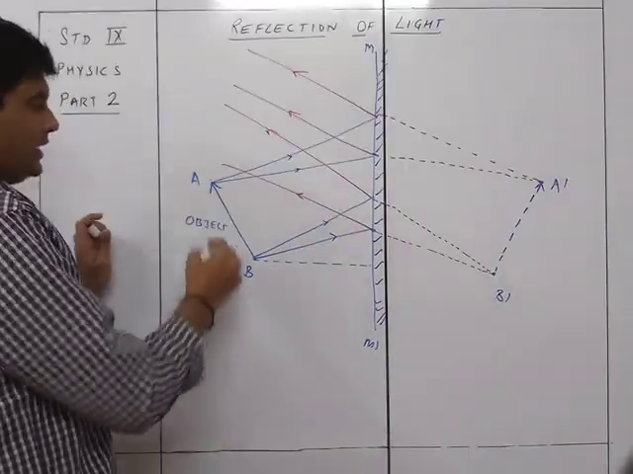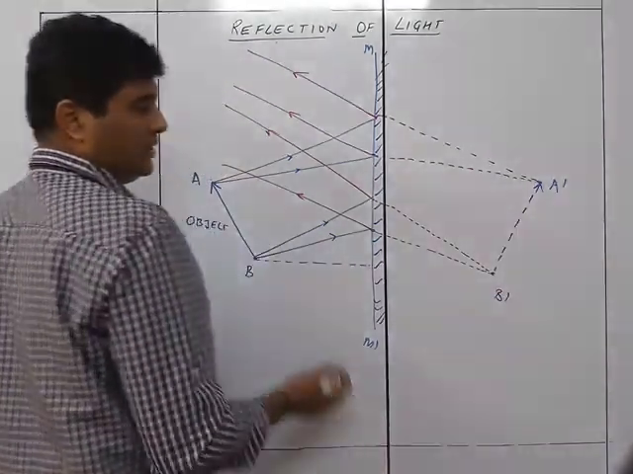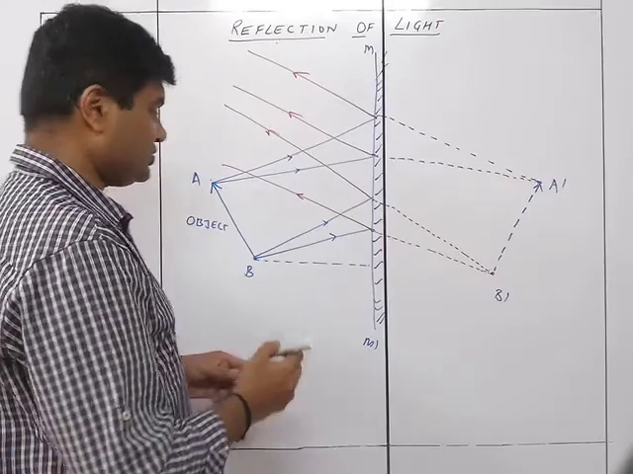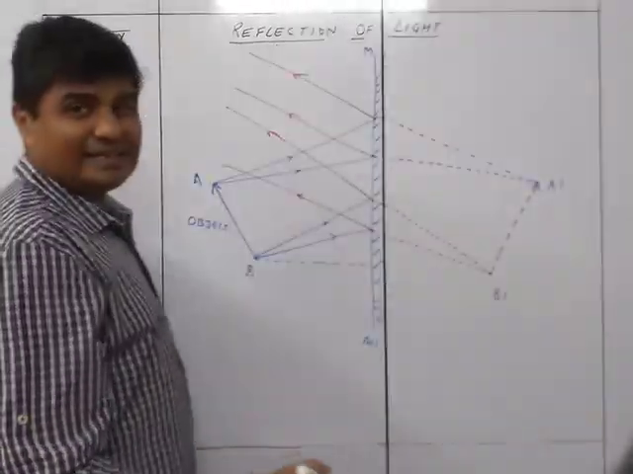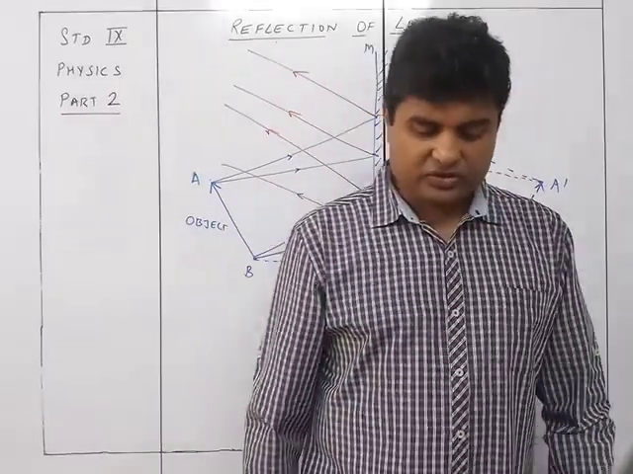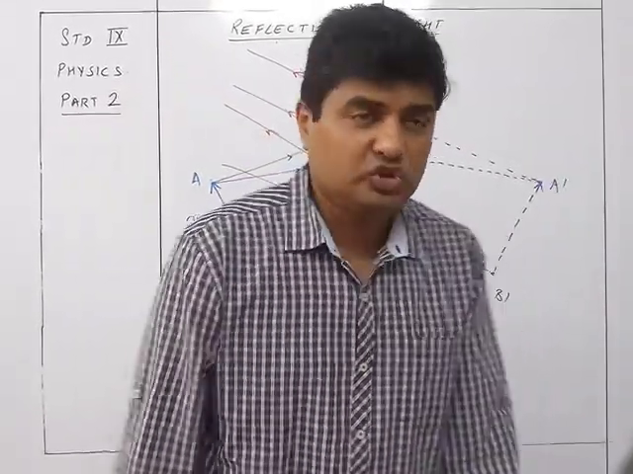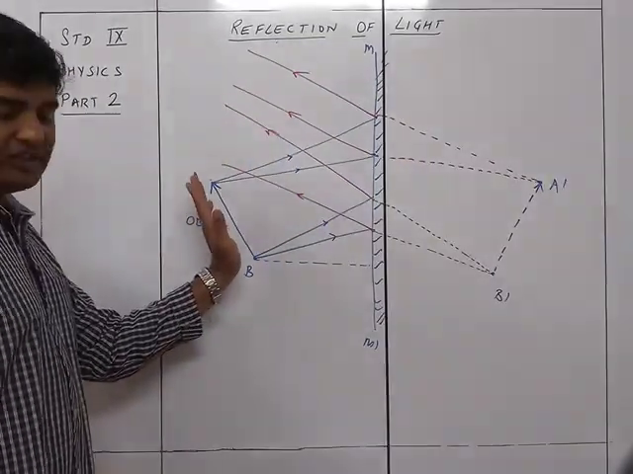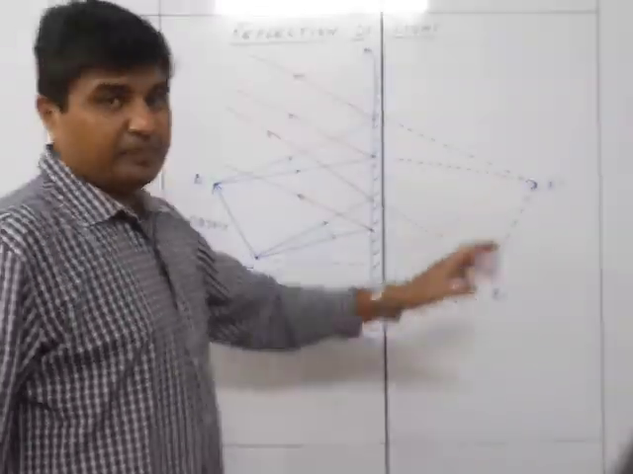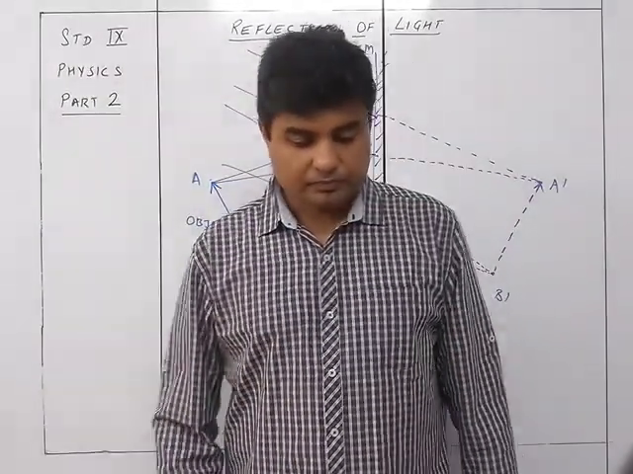So you can see the object AB is reflected as A dash B dash by the mirror, and these are the four rays. The two blue rays are the incident rays, and the red colored rays are the reflected rays. So this is how we are going to obtain the image of an object. So this is the image of an extended object. पहले हम लोग ने सिर्फ एक point लिया था, अब हम लोग ने extended object ले लिया.